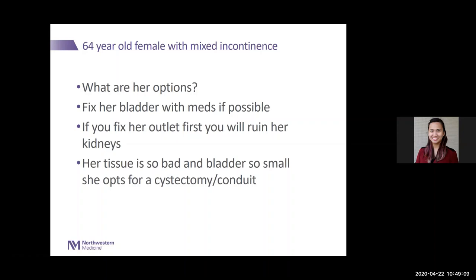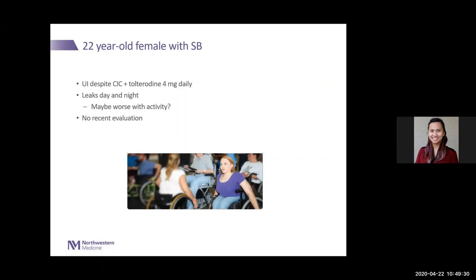And her tissue is so bad and her bladder is so small, she opts to go with a cystectomy and conduit. She's actually on our waiting for surgery list right now, but thankfully she's stabilized her bleeding. She's been admitted multiple times needing transfusions, so she's been good for a while, but if she comes in again needing transfusions, she may end up just getting her surgery done.